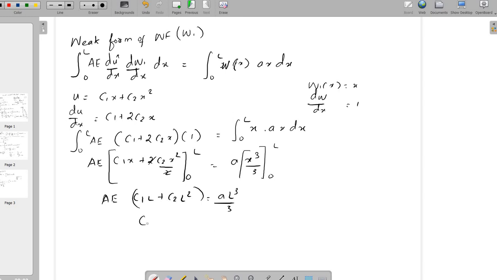So we can make this in equation form: C1L plus C2L square equals aL cube by 3AE. Keep this as equation number 1, because we are going to form another equation from the weak form of W2. For the assumed displacement function, we made two weighted functions: one is x, another is x square. We formed the weak form for the first weighted function x and got equation number 1. Next, the weighted function W2.